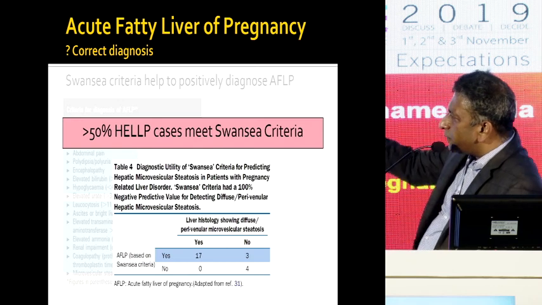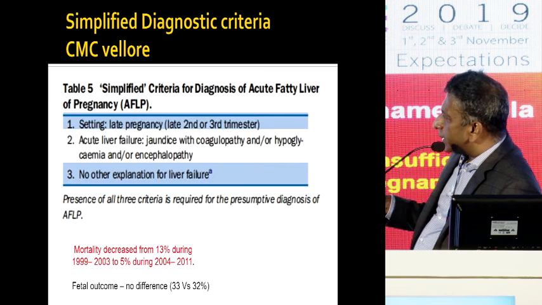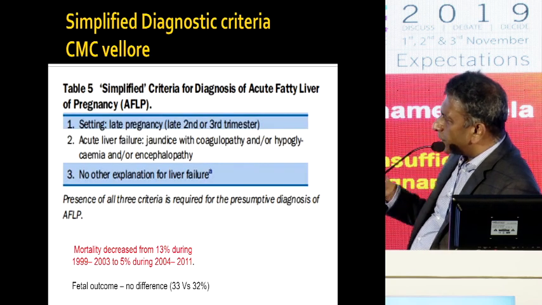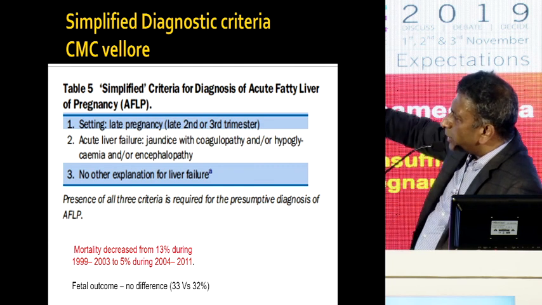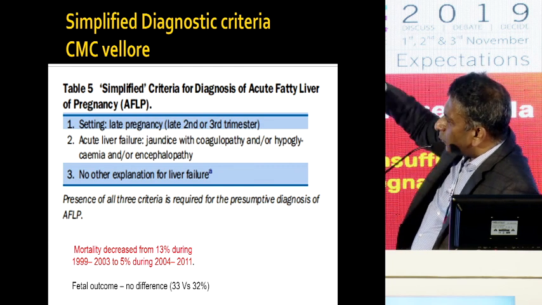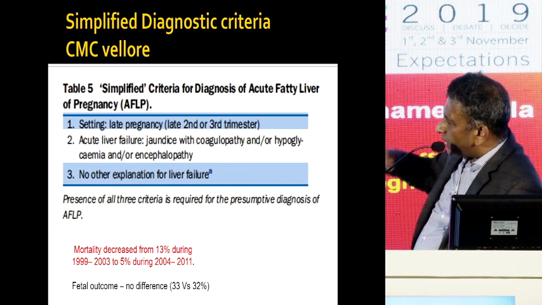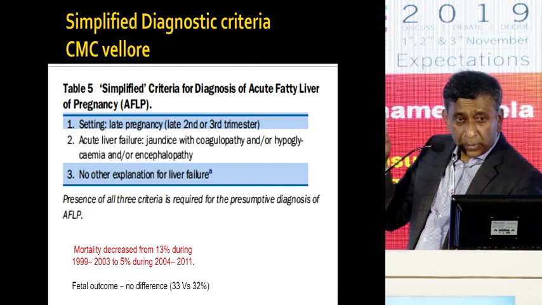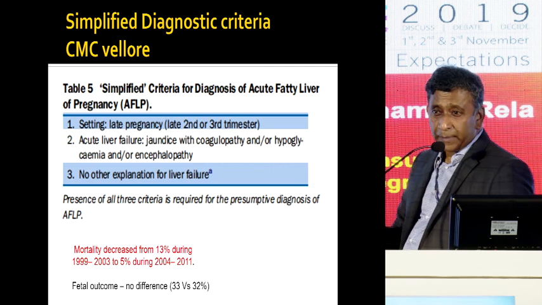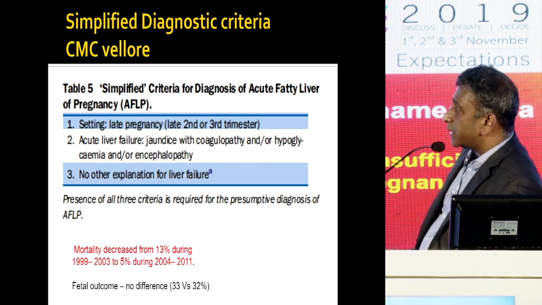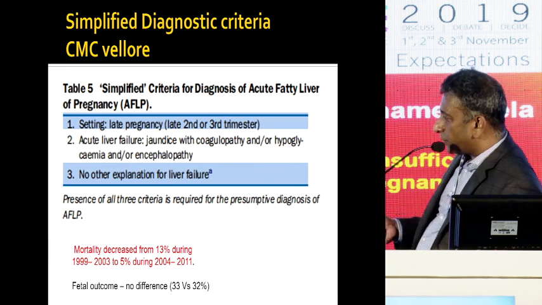The negative predictive value is good, but the positive predictive value is not very good with this criteria. CMC Vellore have done a lot of this, actually. They've published really very well on this subject. And they have given you 3 criteria where, when you've got liver function abnormalities in the third trimester, and if it is actually acute liver failure, don't confuse it with acute hepatitis. If you have encephalopathy in these patients with abnormal liver function tests, and there is no other explanation for liver failure, you have to think of fatty liver of pregnancy.